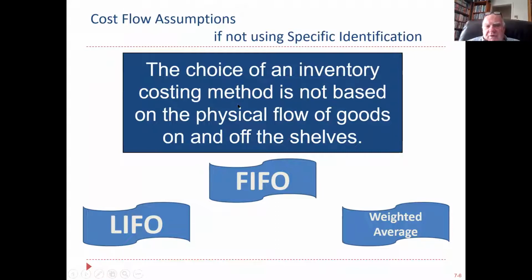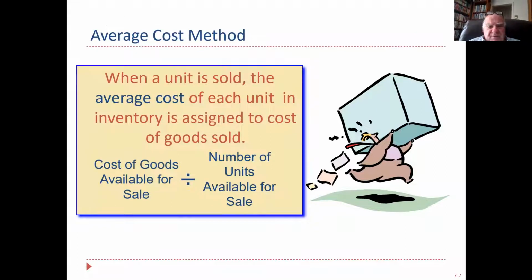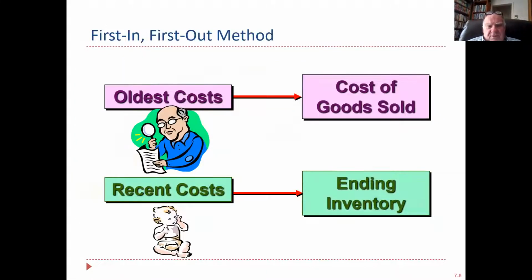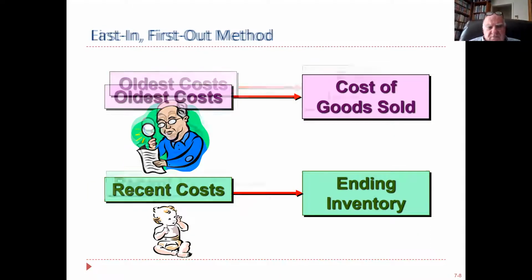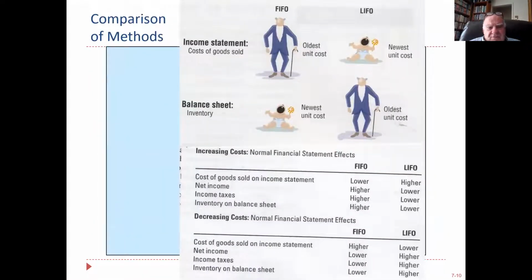Important concept that I think you already understand. The choice of an inventory costing method does not follow the physical flow of the goods. It has nothing to do with it. At least for FIFO, LIFO, weighted average; specific ID is different. The average cost method. All you do is take the cost of goods available divided by the units available to get your average. That's all you do. And then we're back to this picture of the first in, first out, and last in, first out.